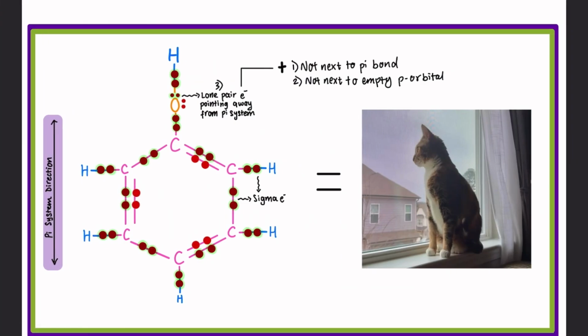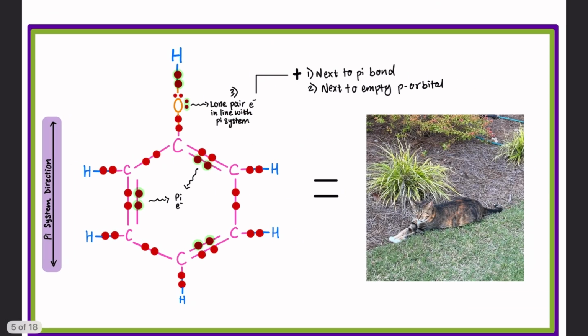Localized electrons, such as sigma electrons in single bonds, and lone pair electrons that are: 1, not next to a pi bond, 2, not next to an empty p orbital, and 3, pointing away from the pi system, just like this lone pair that is horizontal in comparison to the pi system direction, that is vertical. These are all likely to stay in one place and don't really move or resonate around the molecule. They are the indoor cats who are stuck at home.